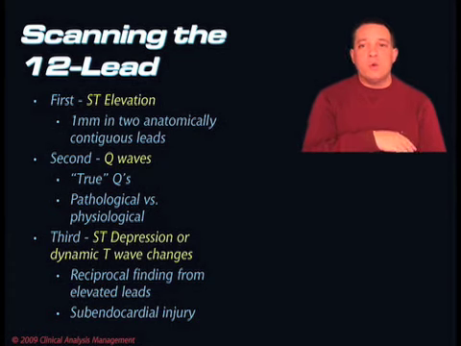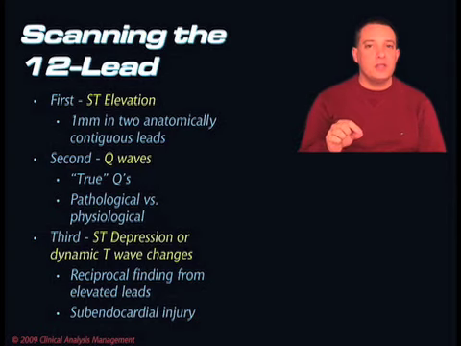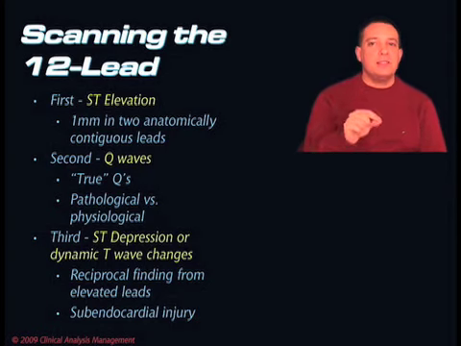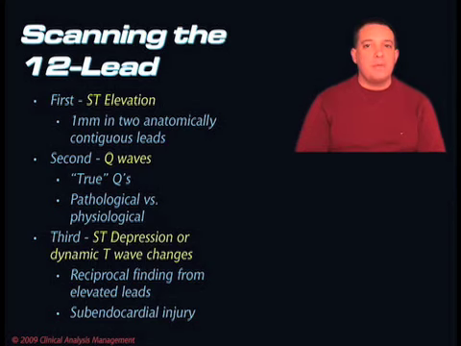But if there was no ST elevation, then we're looking for ST depression, because ST depression in the absence of ST elevation on the opposite side of the body means that the patient has a non-STEMI. So that patient is still having acute coronary syndrome and very much needs care. The other thing that suggests a non-STEMI is dynamic T-wave changes, which just means there's been a change in the morphology of the T-waves compared to when the patient was asymptomatic.